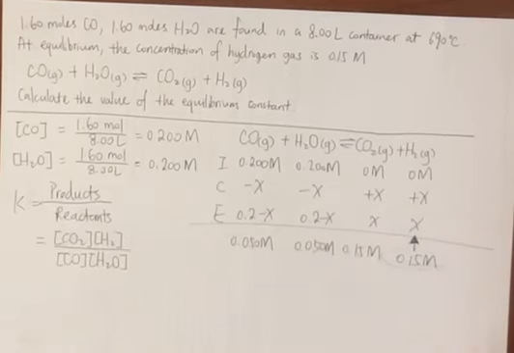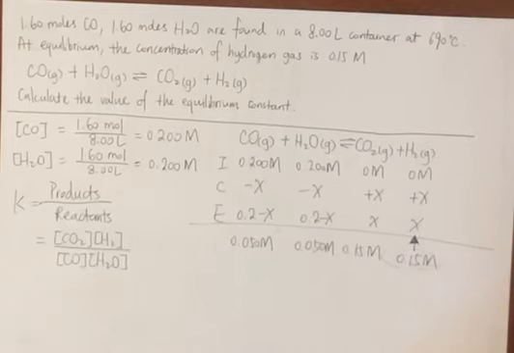Gases count because they have an exact concentration, but that doesn't work for solids and liquids. If they give you a reactant or product as a pure solid or pure liquid, then you don't plug that into the equilibrium constant. You won't count it because it doesn't have an exact concentration. But in this question, everything is given in the gas state, which means we just directly plug it in.